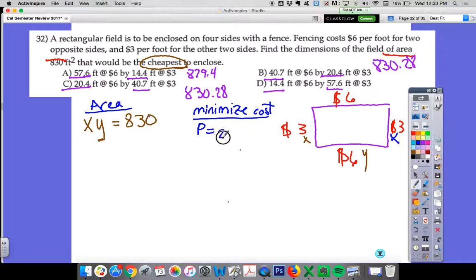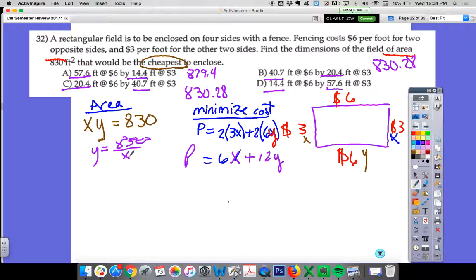So if you think you got 2 of them that are 3X, and then you got 2 of them that are 6X. So that gives you 6, oh, excuse me, that's not an X, that's a Y. Doesn't make a difference. So this is 6X, and that is 12Y. And that is our perimeter or cost, whatever you want to call it. Now the way you actually worked it before is you've got to rearrange this one and get it to where it's got one letter all by itself. And then you're going to take that part right there and you're going to substitute it into your primary equation.